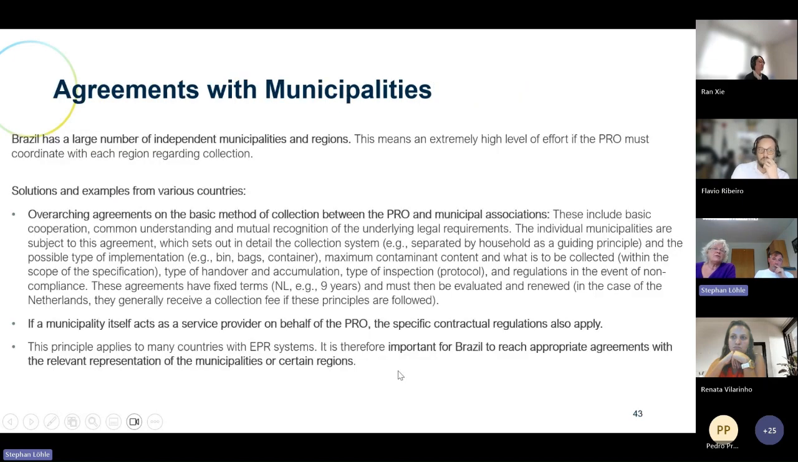And yes, agreements with municipalities. I don't want to explain everything. You can read the different ways and agreements with the municipalities, because time is running and we still need a little bit of time for questions.